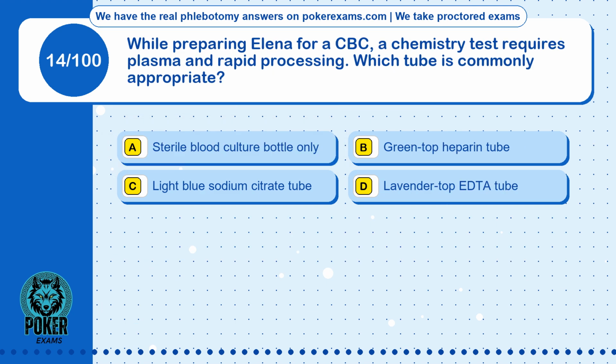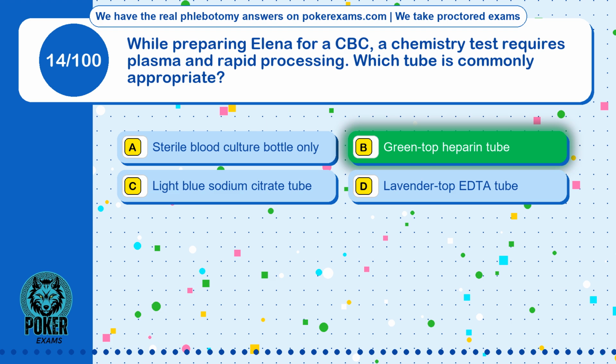Question 14. While preparing ELENA for a CBC, a chemistry test requires plasma and rapid processing. Which tube is commonly appropriate? Option A, sterile blood culture bottle only. Option B, green top heparin tube. Option C, light blue sodium citrate tube. Option D, lavender top EDTA tube. The correct answer is option B.